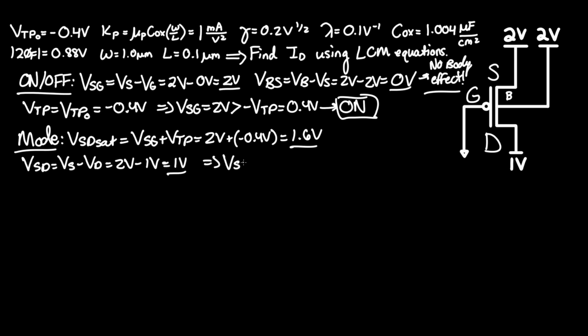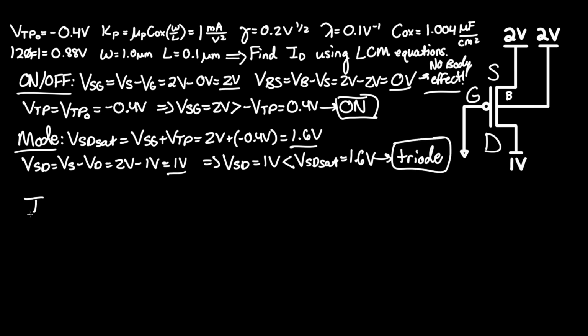Comparing these two together, we can see that VSD is obviously less than VSD sat, which was 1.6 volts. Thus, we are in triode mode. So to find the current through this PMOS transistor, I'll call it ID tri for triode. We'll just call it this entire side here ID.